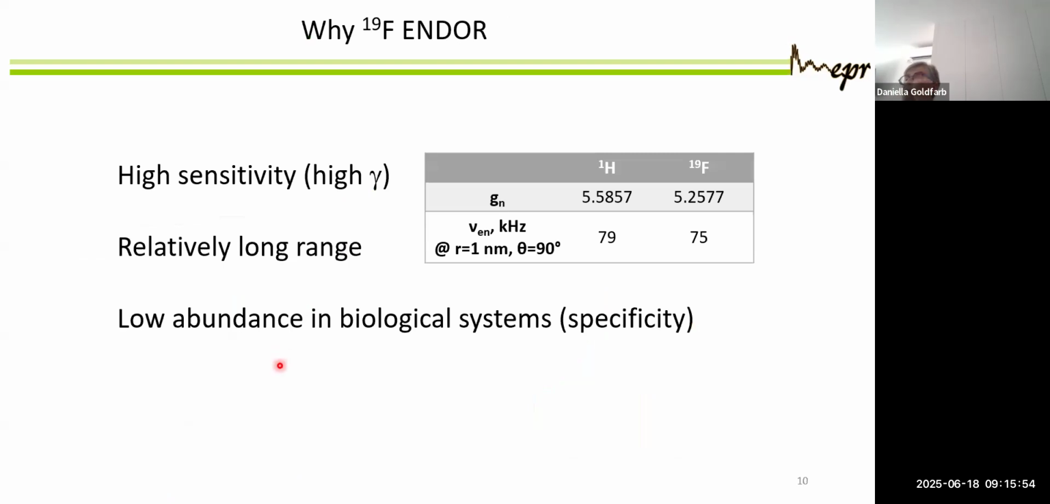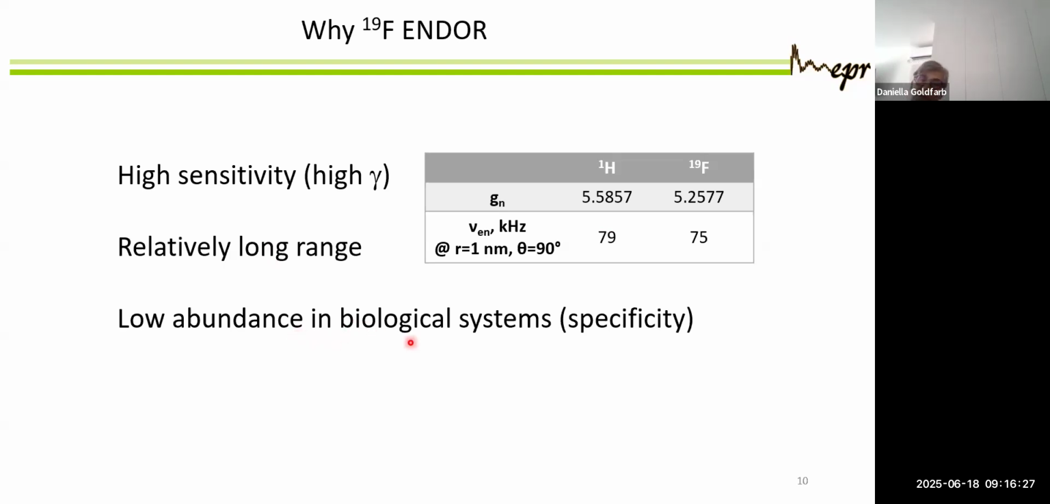Before I show you all kinds of examples, why fluorine? I already hinted at this before. First, you get high sensitivity. As I said, the gyromagnetic ratio is very similar to proton. This means high sensitivity, large couplings, and you can reach relatively long range. But what is also important, it has a low abundance in biological systems.